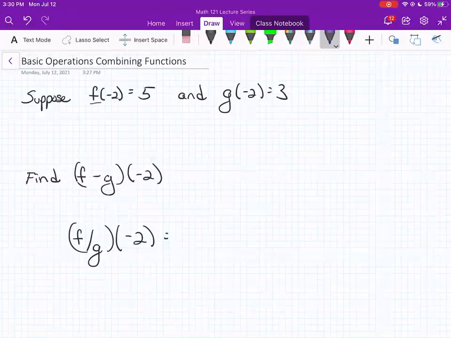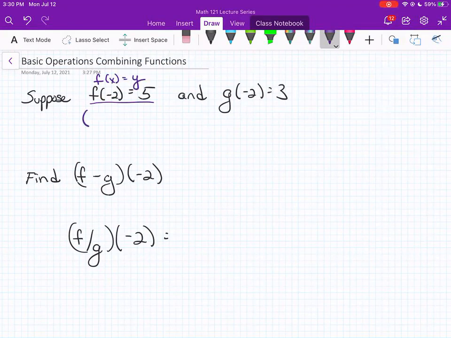Suppose that I have f of negative 2 equals 5. Remember, this is representative of f of x equals y, so we can rewrite this as the ordered pair (negative 2, 5). When x is negative 2, y is 5. Likewise, if g of negative 2 is 3, then we know that the ordered pair (negative 2, 3) exists on the function g of x.